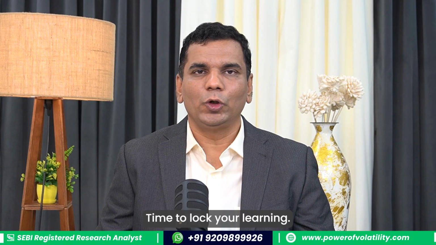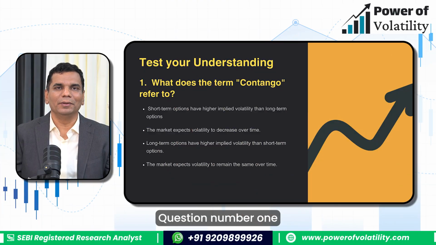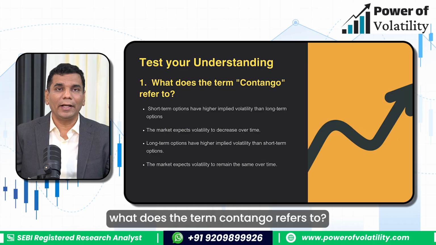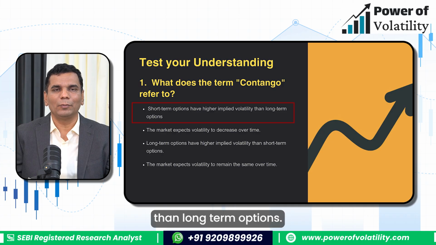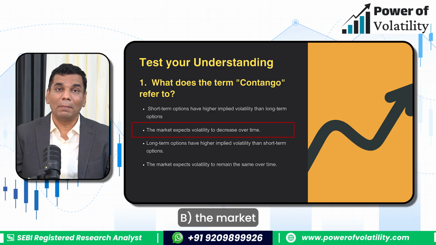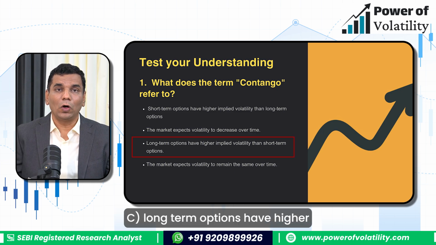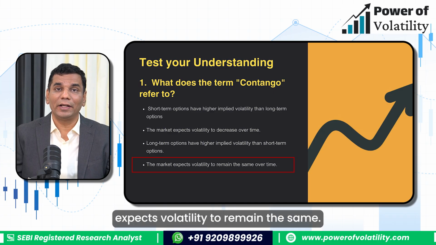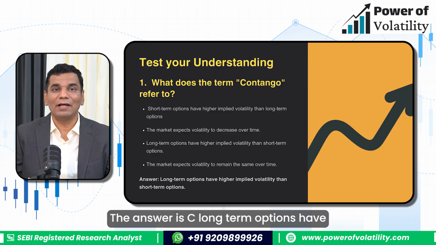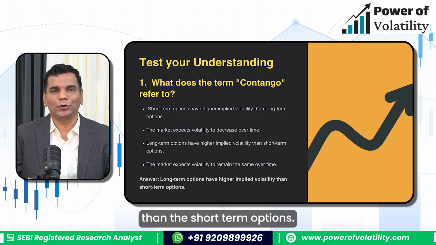Here is quiz time to lock your learning. Question number 1. What does the term Contango refer to? A. Short-term options have higher implied volatility than long-term options. B. The market expects volatility to decrease over time. C. Long-term options have higher implied volatility than short-term options. Or is it D. The market expects volatility to remain the same? The answer is C. Long-term options have higher implied volatility than short-term options.